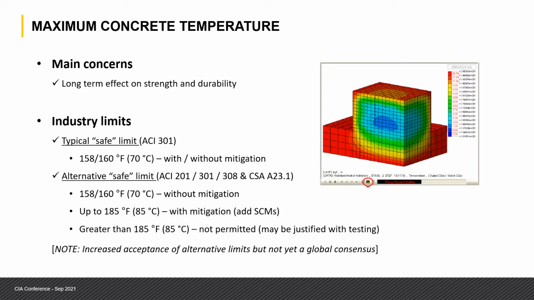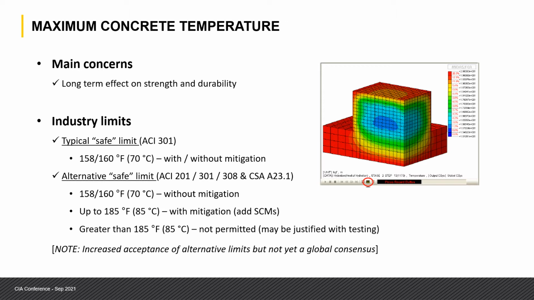When we talk about mass concrete and temperatures, we need to talk about maximum concrete temperature limits. And why is it a concern? Well, you want to make sure that the concrete develops strength and is durable. So now, what are the temperature limits that the industry provides? In ACI, for example, you would see 70 degrees Celsius with or without mitigation. So what does that mean? That regardless of the concrete's ability to resist a higher temperature, it doesn't matter. They have a 70 degrees Celsius limit as a default.